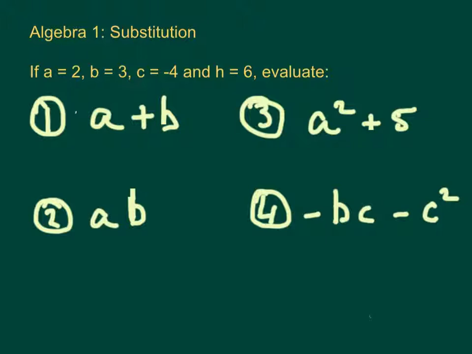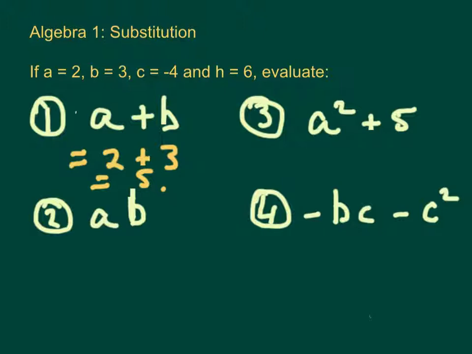So we can see from above, for question 1, that A is 2 and B is 3. So it really is as easy as going 2, because A is 2 and B is 3. 2 plus 3 obviously equals 5. Let's have a look at the second one.